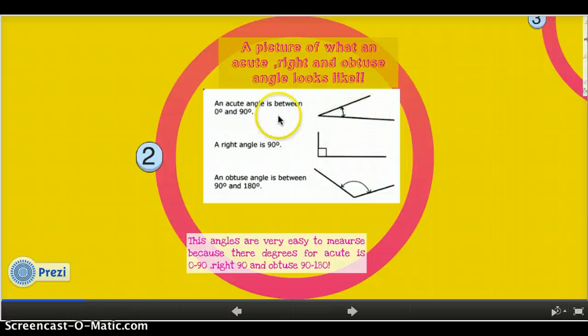A right angle would be 90 degrees. It would measure up exactly with the corner of a sheet of paper. And then an obtuse angle is between 90 degrees and 180 degrees, 90 degrees being your sheet of paper and 180 degrees being a straight line. All right.